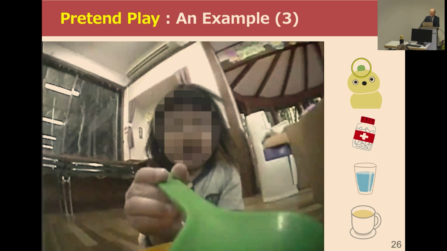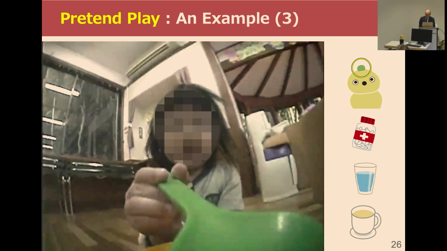Well, during the 12 months of observation, we observed something like 50 such cases. Of course, the exact number is hard to tell, because pretend play is difficult to define, and also pretend play sometimes changes into a different one, or we can cut it into two. So it is hard to tell the number of pretend plays, but it's always happening among the children.